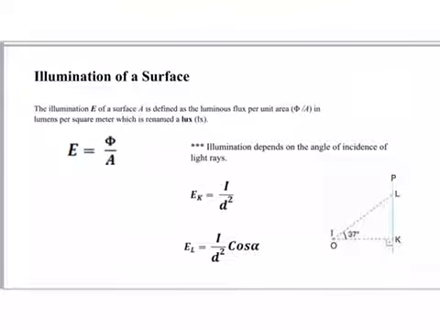The illumination, symbol E, of a surface A is defined as the luminous flux per unit area.